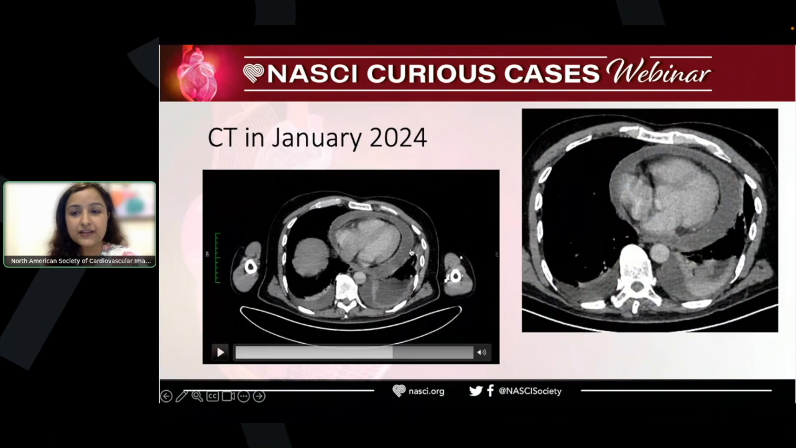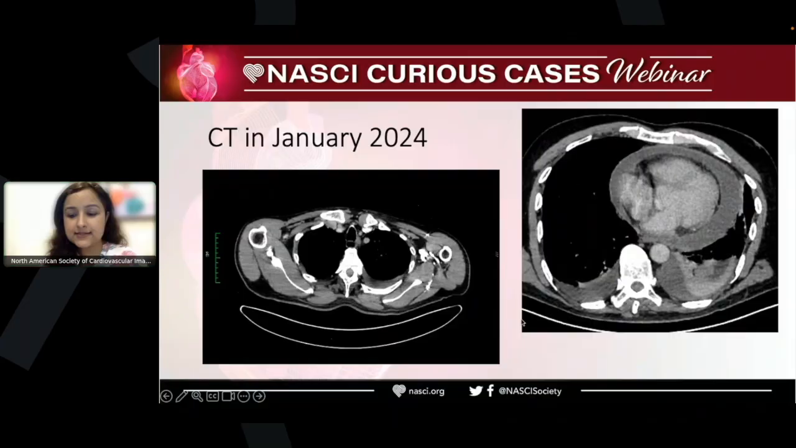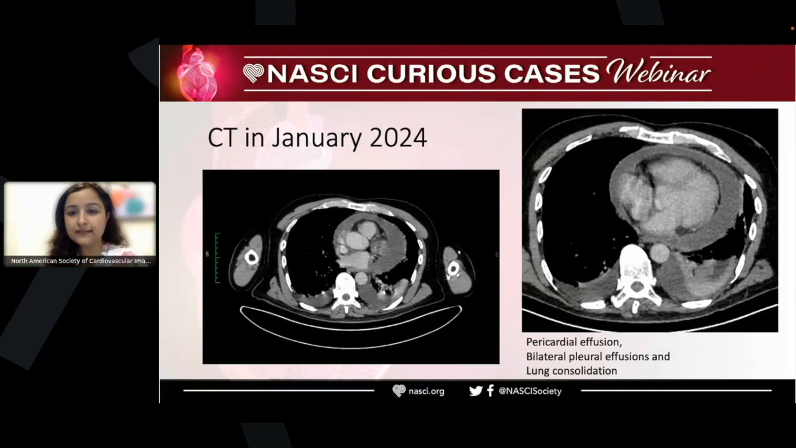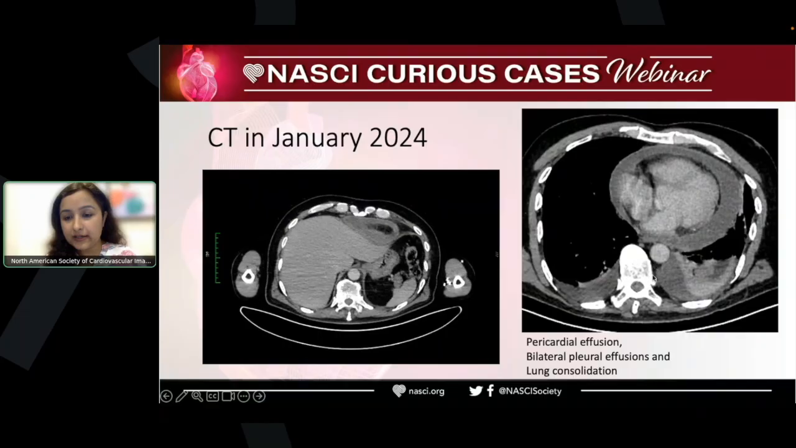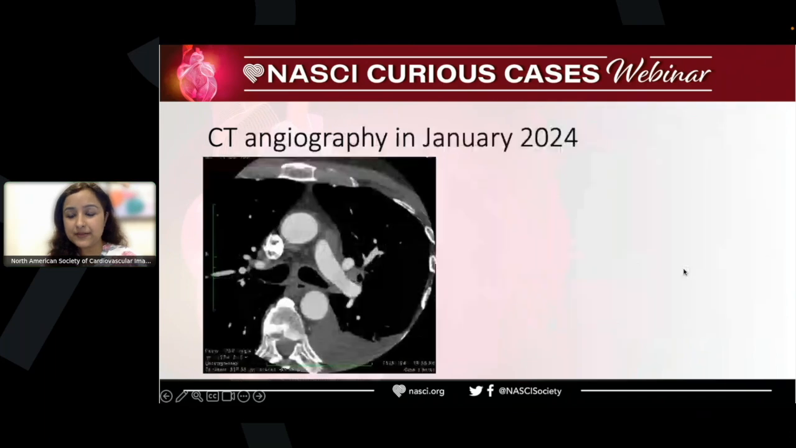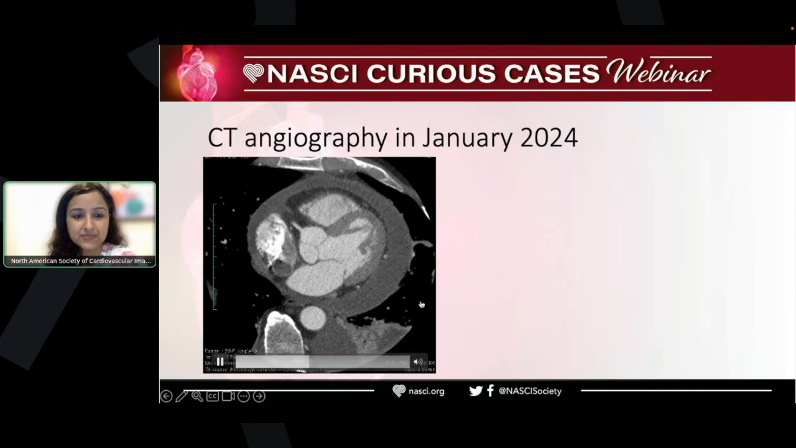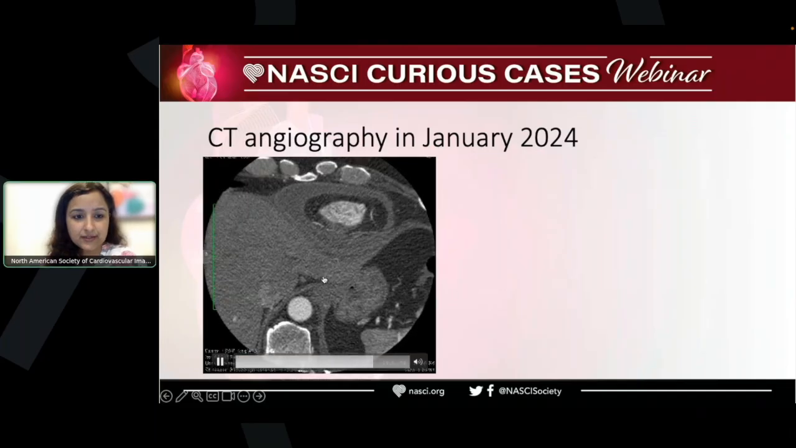And you can see now how dramatically different the CT looks. There is moderate pericardial effusion, and then there is pleural effusion as well. There is some collapsed lung parenchyma. There is some consolidation in the left lower lobe over here with air bronchograms. So the CT showed pericardial effusion, bilateral pleural effusion, left more than right, and the presence of lung consolidation as well. A CT angiogram was done in the same sitting, and it showed the same findings of pericardial effusion.